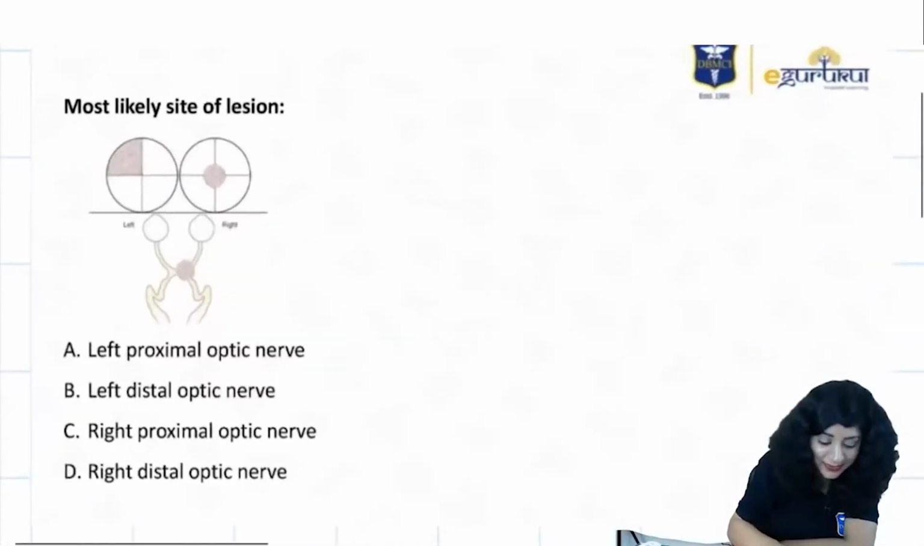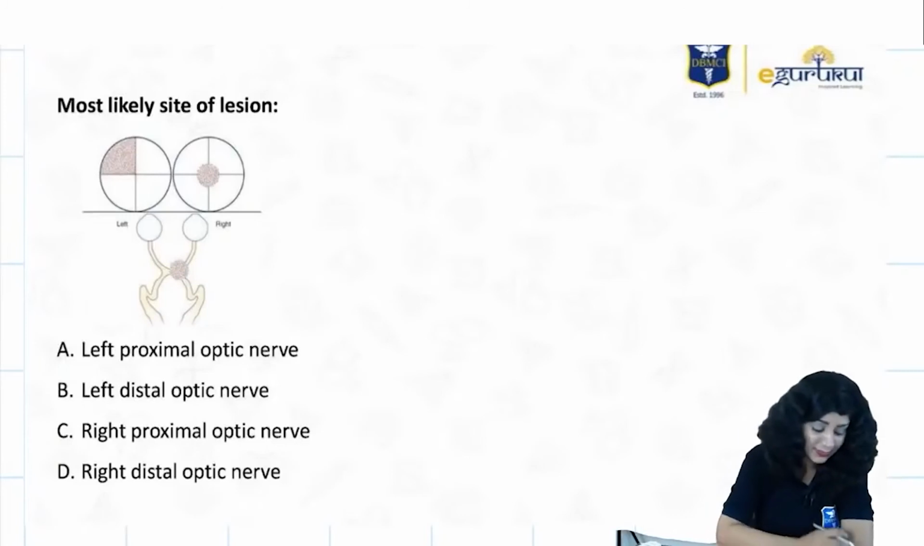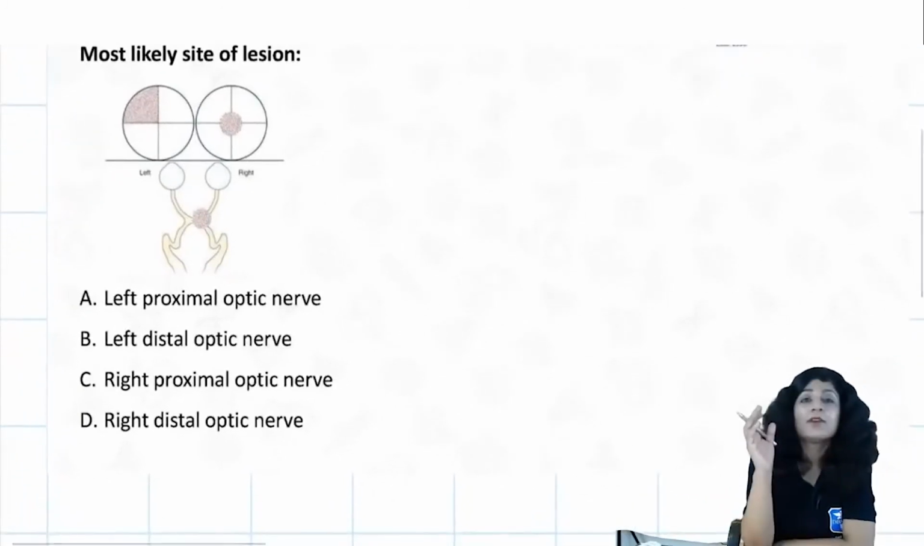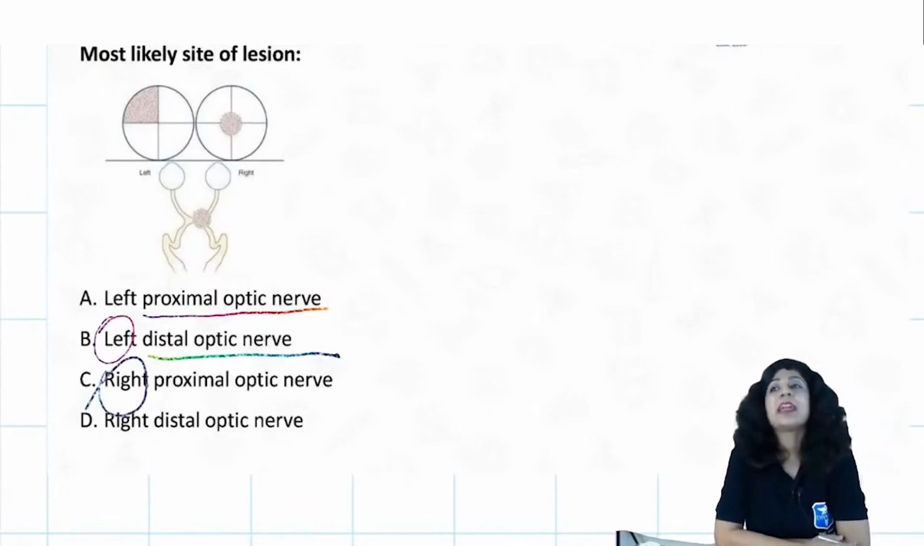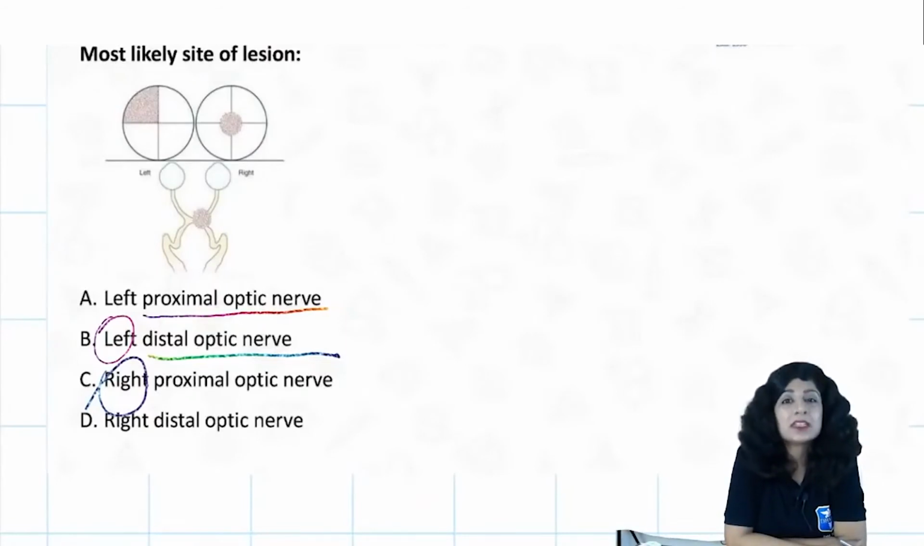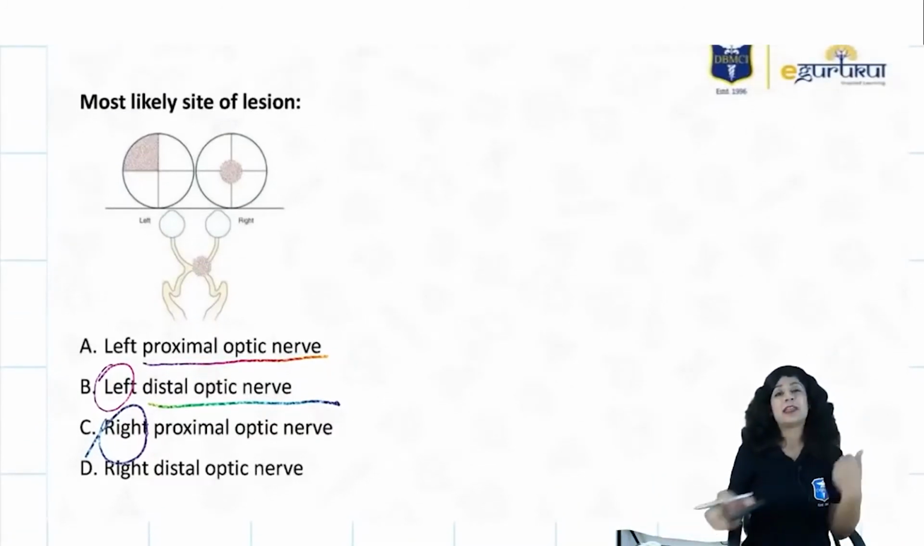And your all-time favorite. What is this? We always have a lot of confusion in this. So in order to ease you, I have given you options related to the proximal optic nerve or the distal optic nerve, and right or left. You just have to decide whether it is a proximal or a distal optic nerve lesion, and whether the lesion is towards the left or the right. First of all, let me see if you can answer, and then obviously I'll explain.